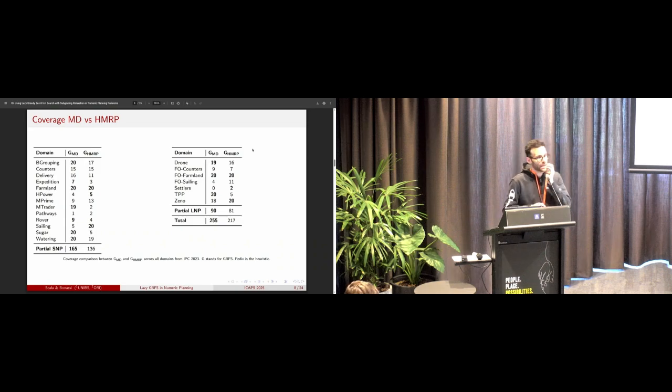As you can see, we divided the numeric domains into two subsets. You have the SMP domains. SMP stands for simple numeric planning. These are problems where the effects are constant and additive.